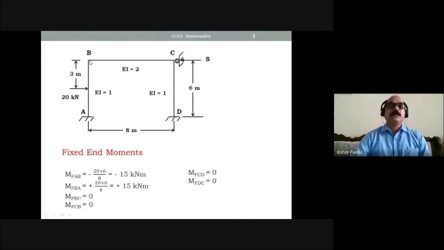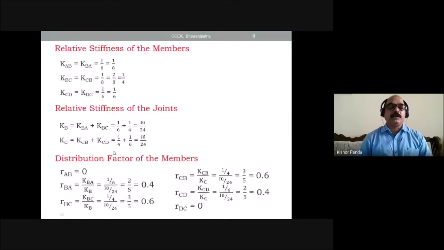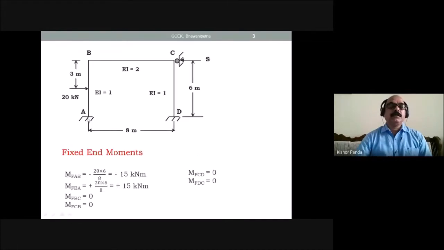At the end of each member, you find out the distribution factor. You know the definition of the distribution factor: you can find it by dividing the relative stiffness of the member by the relative stiffness of the corresponding joint. So here, as the end A is fixed, what is the distribution factor here? It is 0. RAB is equal to 0.